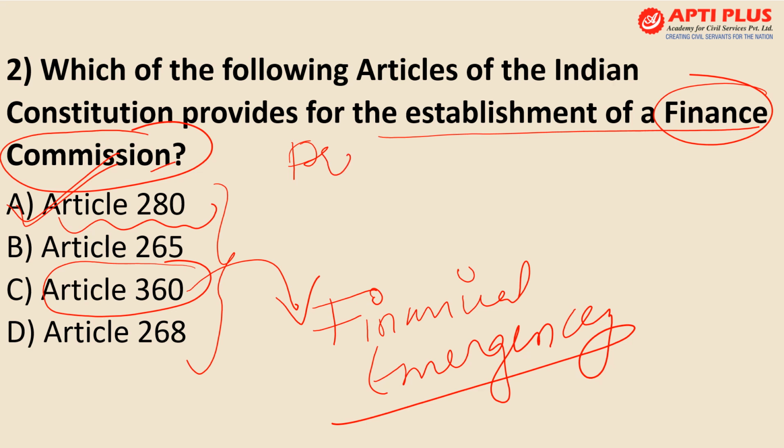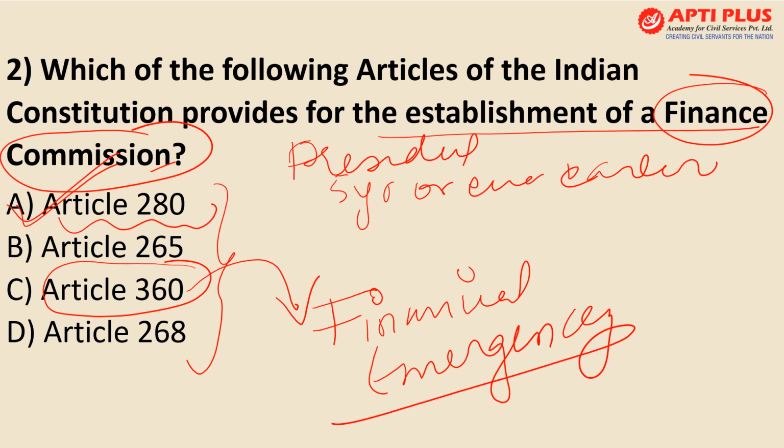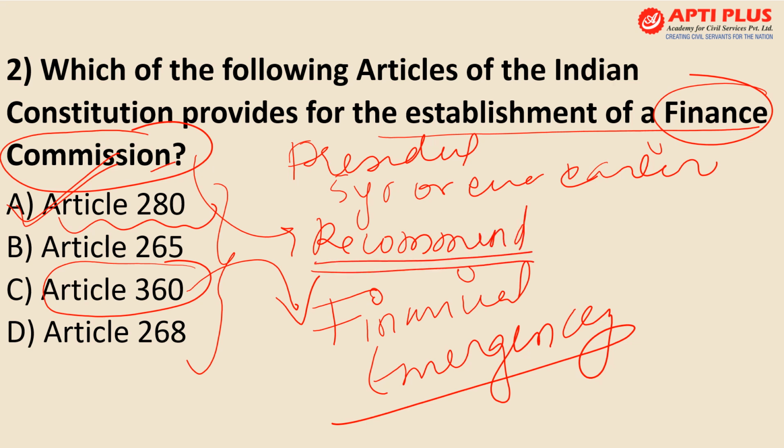And with respect to Finance Commission that has been asked in the question, we should know Finance Commission is appointed by President every 5 years or even earlier. And the function of the Finance Commission is to recommend. It just recommends. Its recommendations are not mandatory. It recommends about the distribution of net proceeds of taxes between center and the state and amongst all the states.